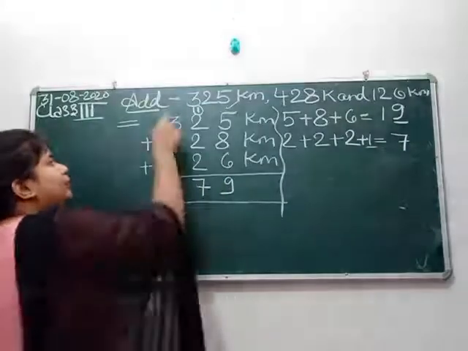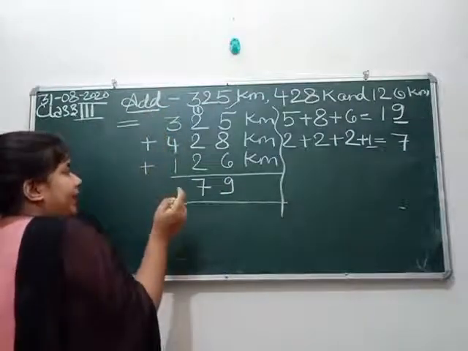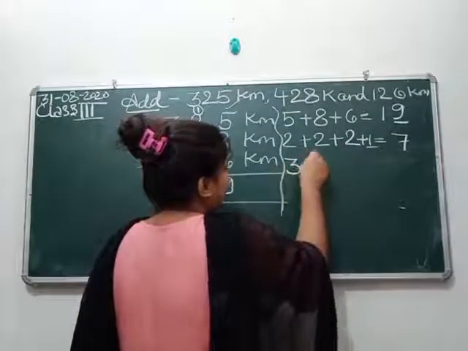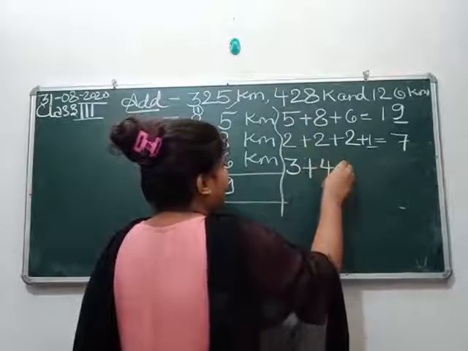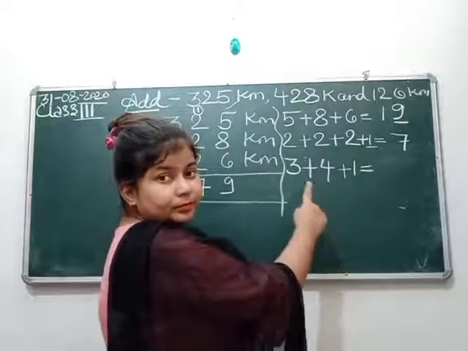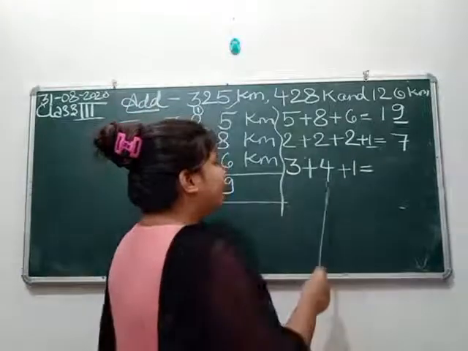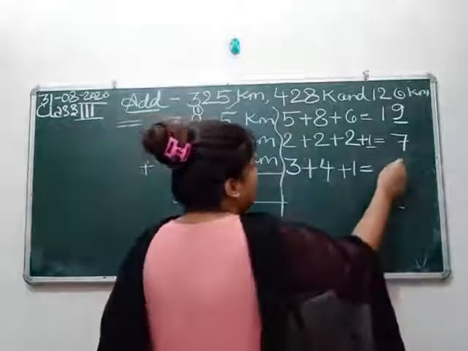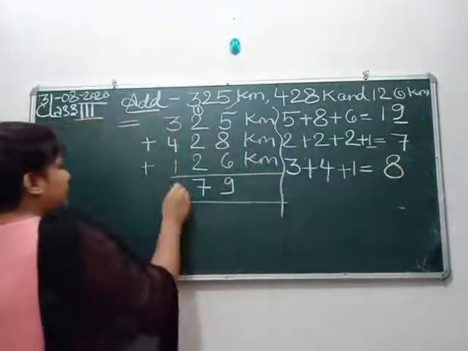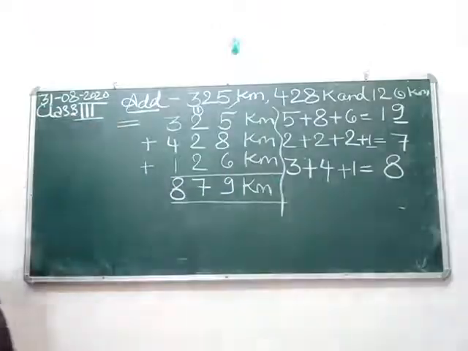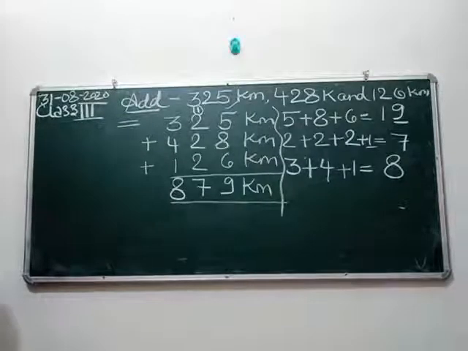Okay. Now we are at our 100 place. At 100 place we are having 3 plus 4 plus 1. 3 plus 4 is 7. 7 plus 1, you will get 8. So our answer is 879 kilometer. 879 is our answer. Okay.